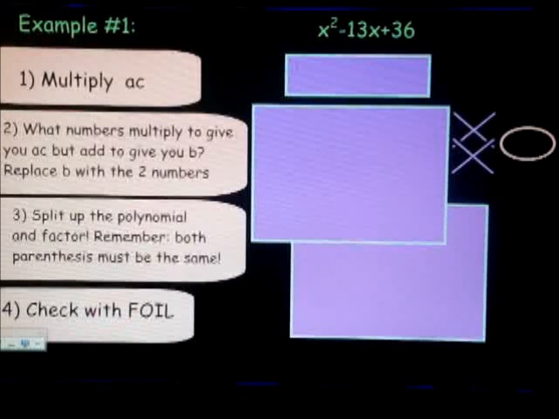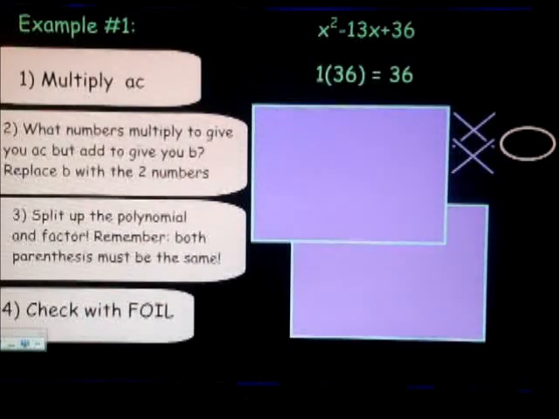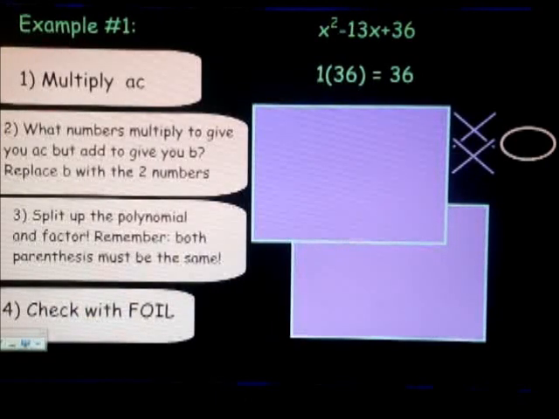The first thing you would do is multiply a and c. In this trinomial, a is 1, so that makes it pretty simple. We're just going to multiply 1 times the c, and we get 36. So next what you want to ask yourself is what numbers multiply to give you ac, but add to give you b. We already know ac is 36, and we need to get b. In this problem, b is negative 13. Because the b is negative, that means both numbers must be negative to multiply to get to 36.